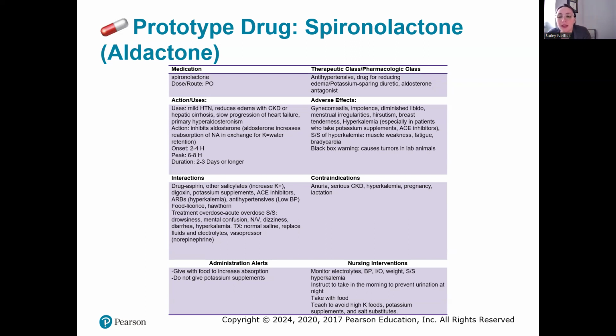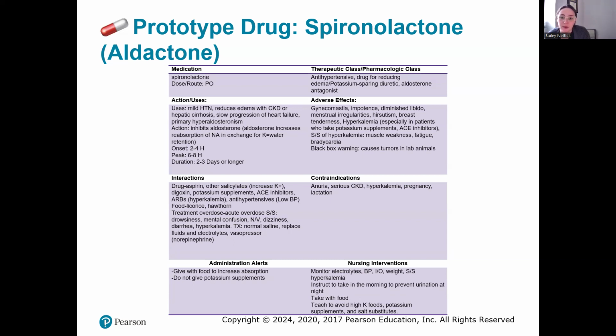Okay. You can also have impotence, diminished libido, menstrual irregularities, hirsutism, which is male pattern facial hair on women, or someone who's not supposed to have facial hair. Okay. Breast tenderness, hyperkalemia, the signs and symptoms of hyperkalemia: muscle weakness, fatigue, bradycardia. It can also cause tumors in lab animals.